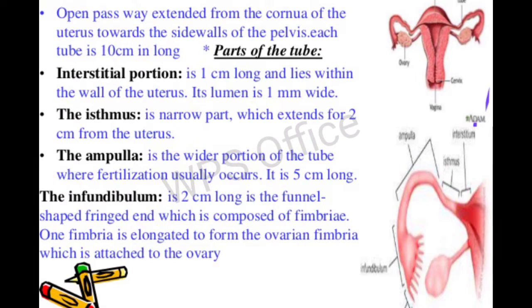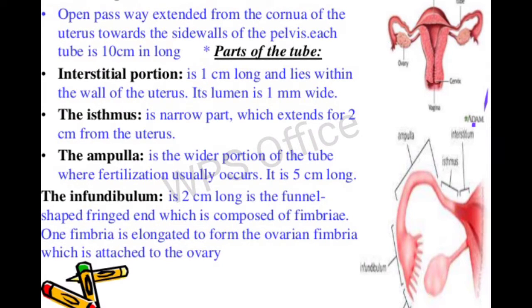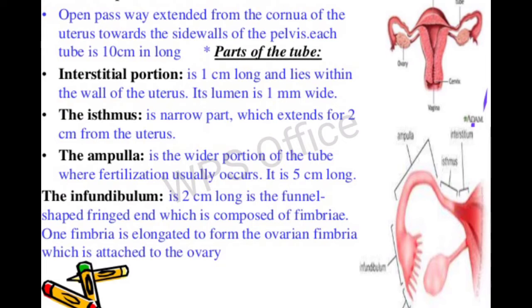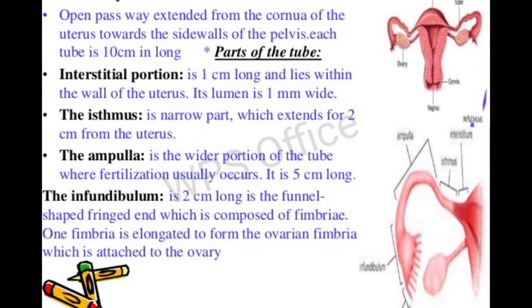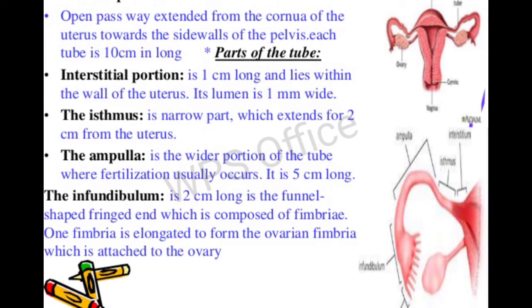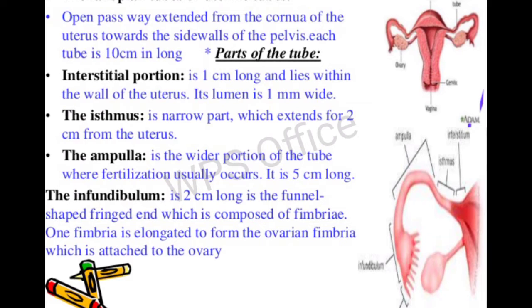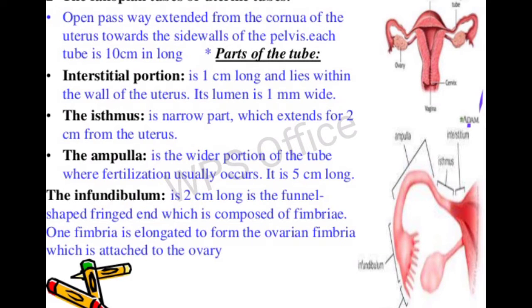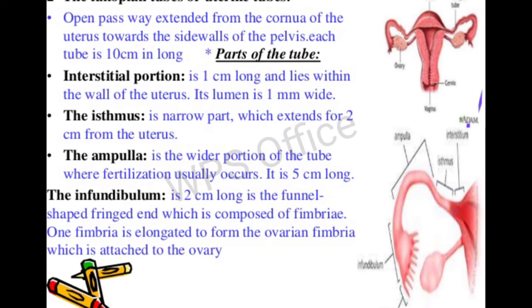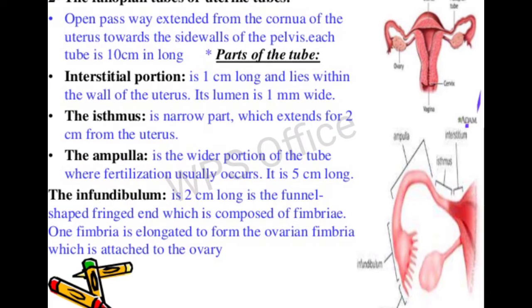These are the parts of the fallopian tube. The parts of the fallopian tube are the interstitial portion, the isthmus, the ampulla, the infundibulum. Then the fimbriae are also there. The first one is the interstitial portion, a junction which is connected with the uterus.